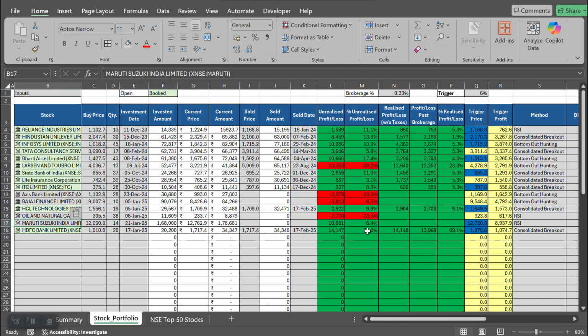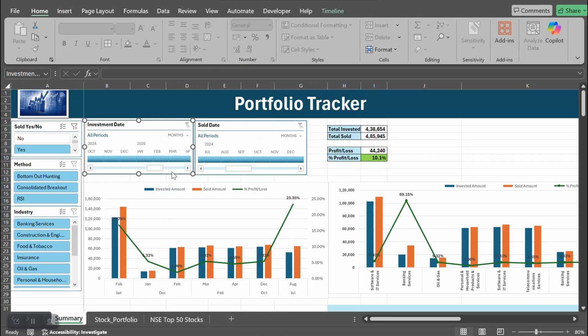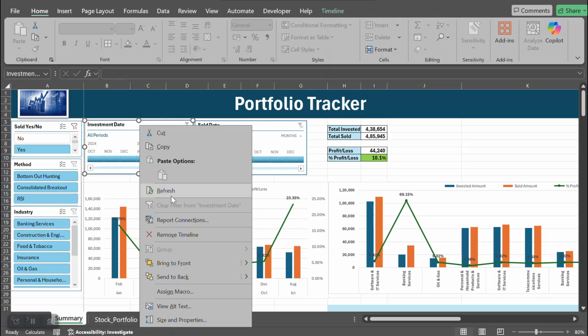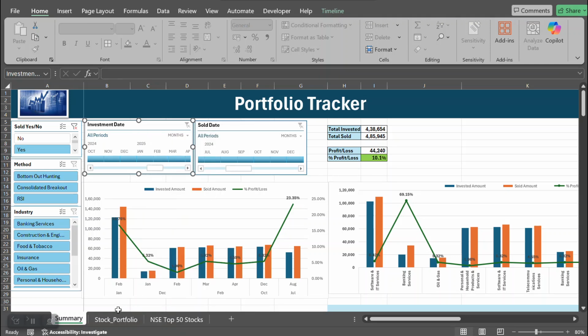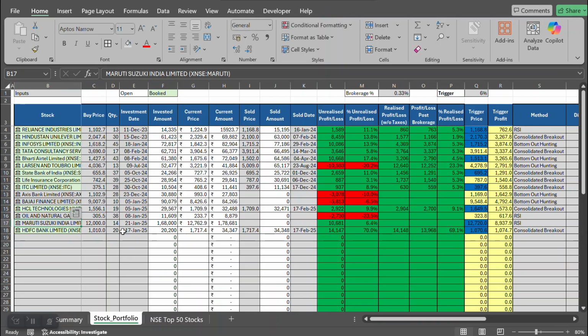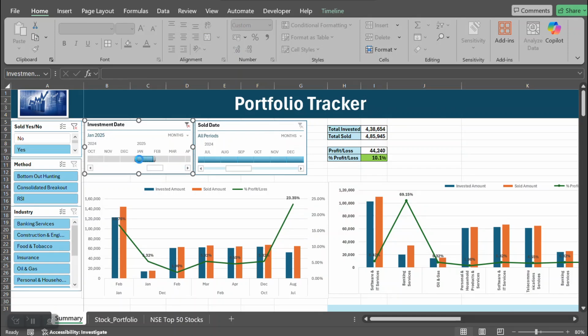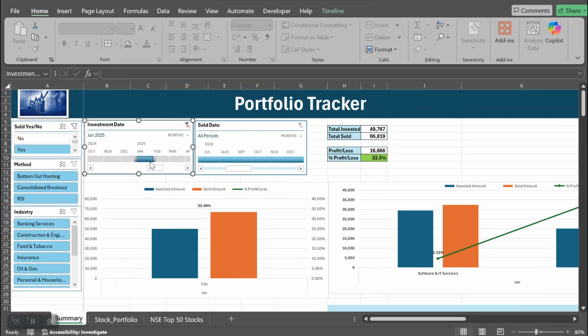Now, how do I visualize or get insights out of this particular sheet? How do I make better decisions next time? For that, you have to go to the summary page and you just have to press refresh once because we have just added a row of stock. And as you know, we have purchased this particular share in January. So now I see how many shares did I buy in January. I just click on January and I see what I bought.